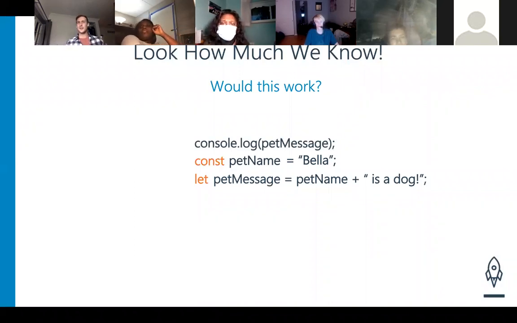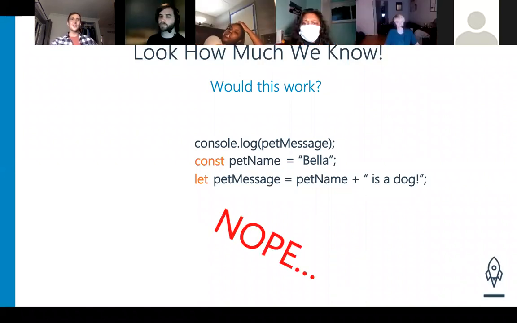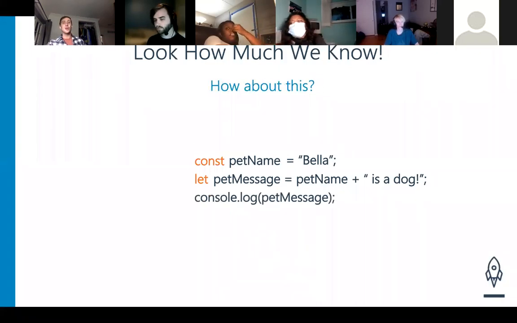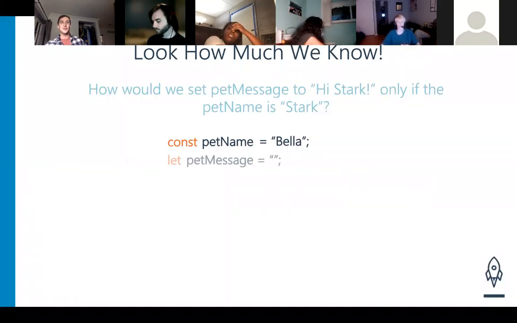Would this work? Look at this code here. Be that human compiler. Would that work if we type this out right now in Replit? No. Why not? It's not in sequential order. Very good. You're exactly correct. We're going sequentially, and we're asking for pet message at line 1 when it's assigned on line 3. So no, this would not work. We need to move it below pet message so we can actually use that. Awesome job, everyone. Keep going.